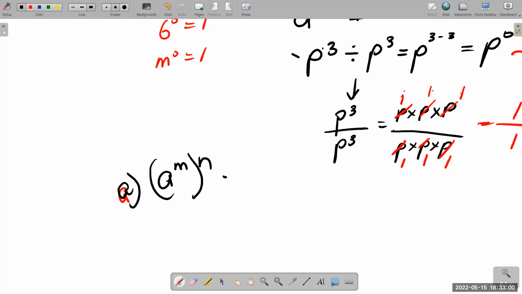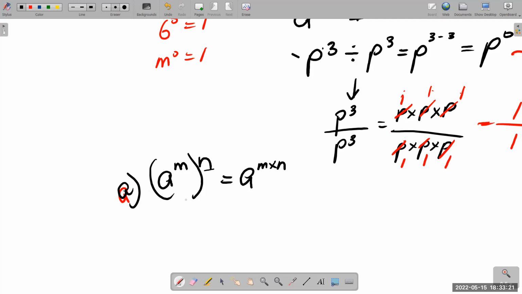We got this. So yes, as I was saying, here we should know that you multiply the powers. This is about the powers now. If you realize, you have a power on the outside of the brackets and a power inside the bracket. So this just means A to the M times N. Everybody see that?